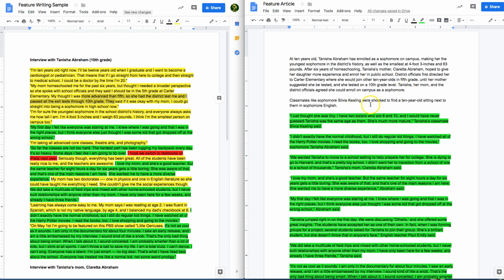Classmates like sophomore Sylvia Killing were shocked to find a 10-year-old sitting next to them in sophomore English. Quote, I just thought she was tiny. I have two sisters who are 8 and 10, and I would have never guessed Tanisha was the same age as them. She's much more mature.